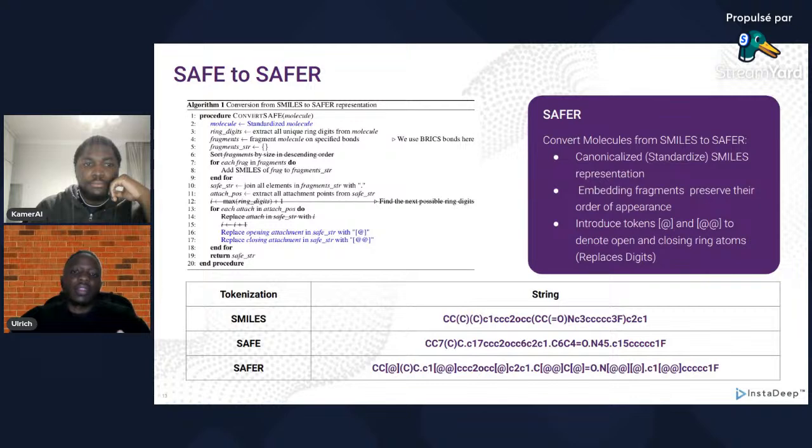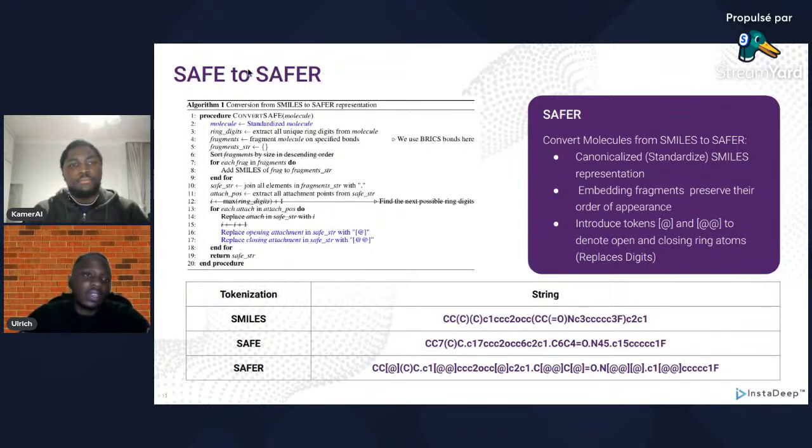Okay. So the first thing we did was, although we're using SAFE, we didn't use the SAFE algorithm as it is directly. We used a slight modification of SAFE, which we call SAFER. The idea was to try and solve the issue of having a lot of fragmented molecules with a SAFE representation. For that, we had to introduce two special tokens that are represented here with at symbols.